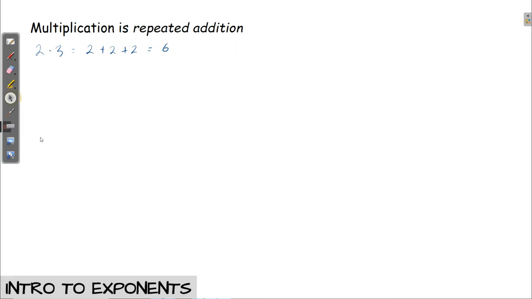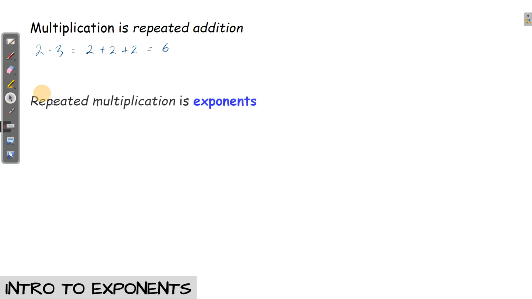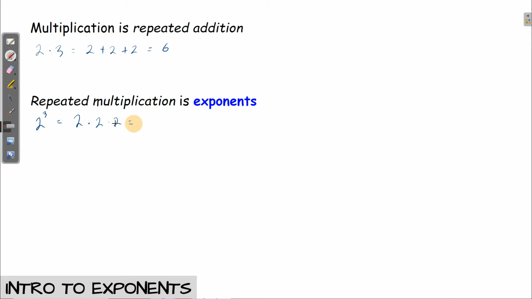The thing that we're going to be learning new here is the idea of repeated multiplication. And repeated multiplication is exponents. So if we have 2 to the third power, now instead of repeated addition, we're going to have repeated multiplication. We're going to do 2 times 2 times 2, and that is equal to 8.